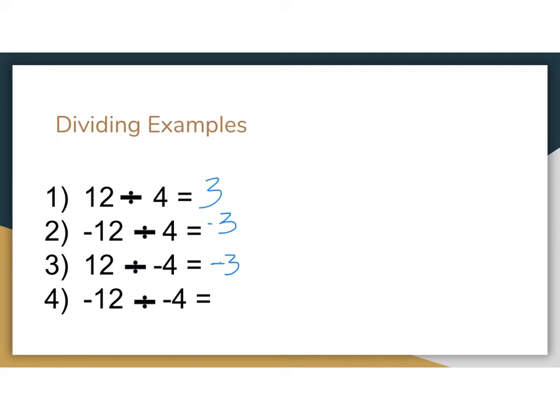And then last one, number 4, I have negative 12 divided by negative 4. Again, I'm just going to look at my absolute values for a second and say 12 divided by 4, I know that's 3. Then I'm going to think about my sign and say negative divided by negative. If they're both the same sign, my answer is positive. And again, please be careful not to mix that rule up with adding and subtracting integers. The same sign, the answer is positive, is only for multiplying and dividing.